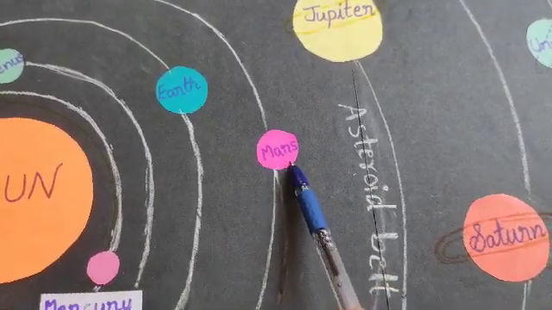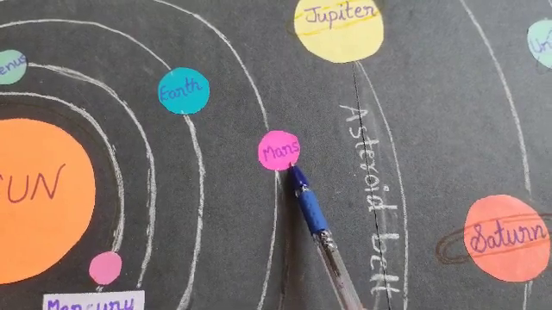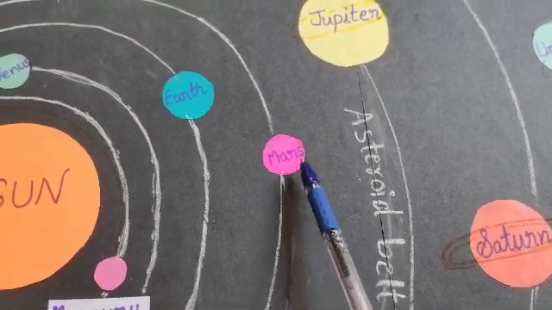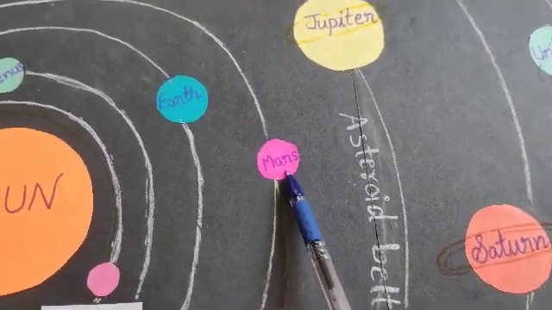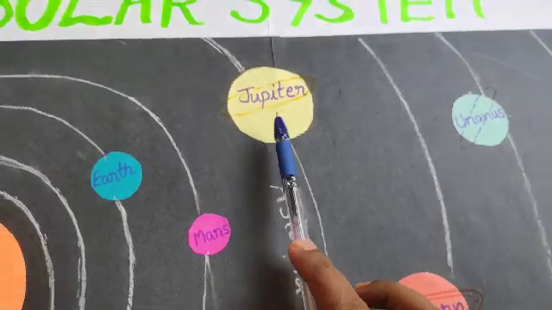And then the fourth one is Mars. Mars takes 687 days. And then the fifth one is Jupiter.